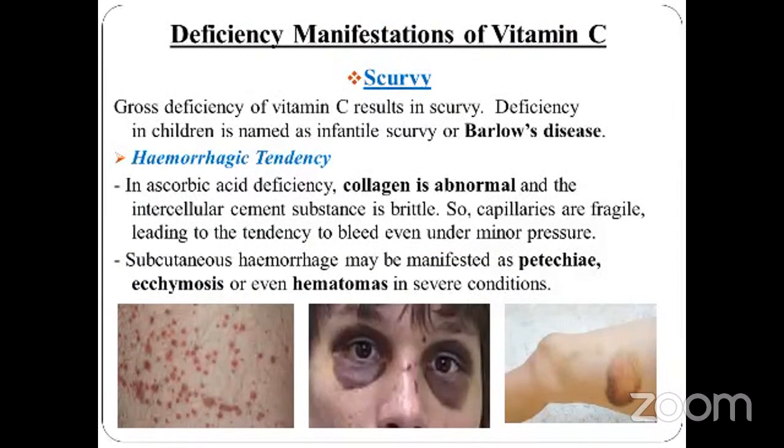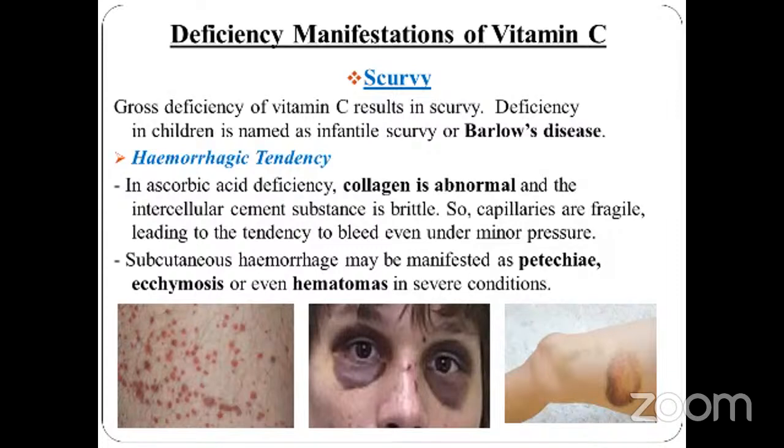Now, the most important point: deficiency manifestations of vitamin C. As we know, the most important disease is scurvy. So gross deficiency of vitamin C results in scurvy. Most important is deficiency in children, named infantile scurvy, or Barlow's disease. Don't get confused with this term, Barlow's disease. Sometimes it may be asked as a short note. Barlow's disease is nothing but infantile scurvy.